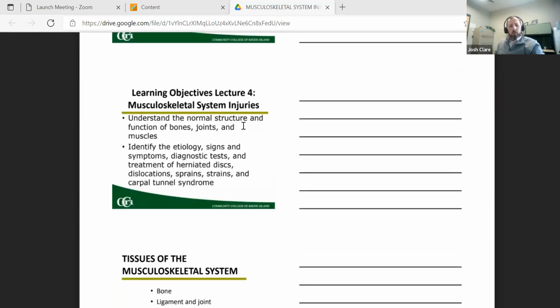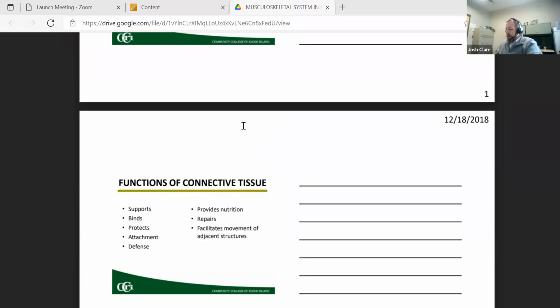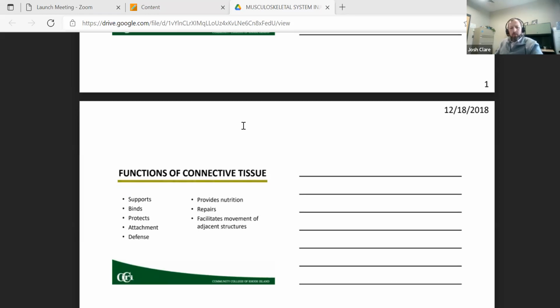So musculoskeletal system injuries, there's our learning objectives as always. The tissues that we are talking about with the musculoskeletal system: bone, ligaments, joints, the musculotendinous unit, that's where the muscle turns into the tendon, and then that tendon is going to attach to the bone. And then bursas are something that we underestimate, I think, a lot in physical therapy and occupational therapy. We'll expand on that. So all of what we're talking about are connective tissue.